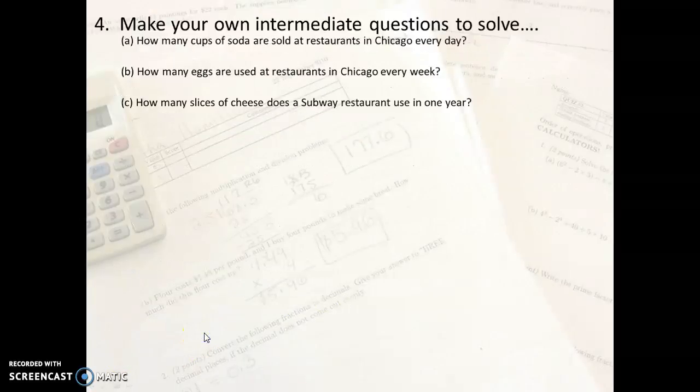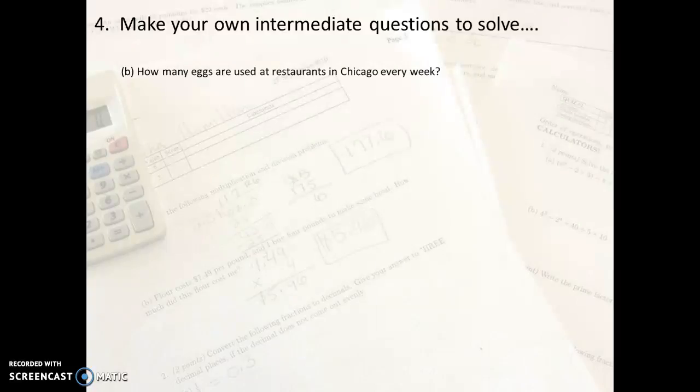All right, last one, I also want to say number 4, I'm asking you for your own questions. I just give you a question like, how many eggs are used in Chicago? I'll need you to break it down. A suggestion for breaking it down. You can do it any way you want, but here's a suggestion for breaking it down.